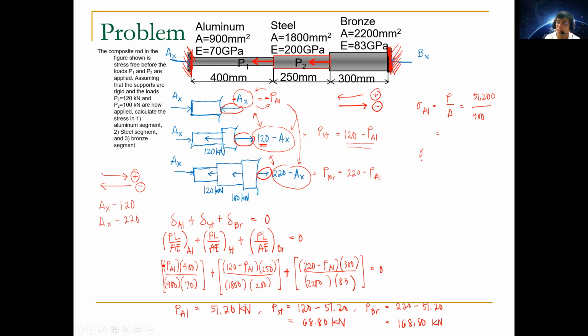Usually stress is in megapascal, and the modulus of elasticity is in gigapascal. So again, force over area, and then this one is 68,800 divided by 1800 mm squared. Then for bronze, this becomes, again, force over area, and you have here 168,000 all over the area, which is 2200. So what are your answers there?